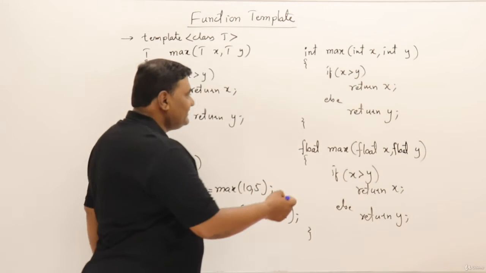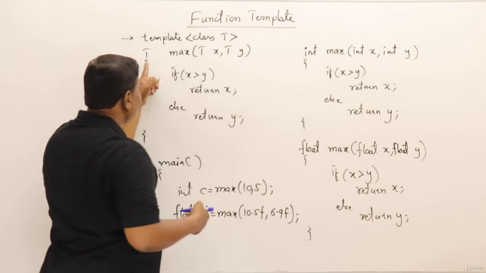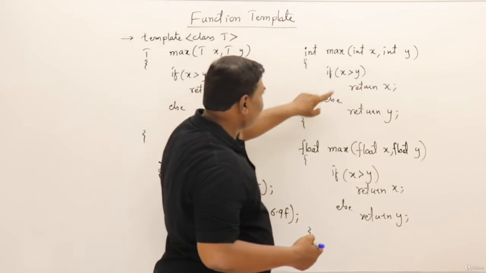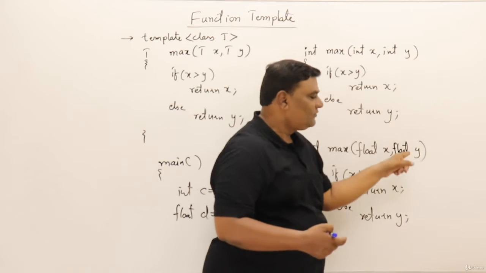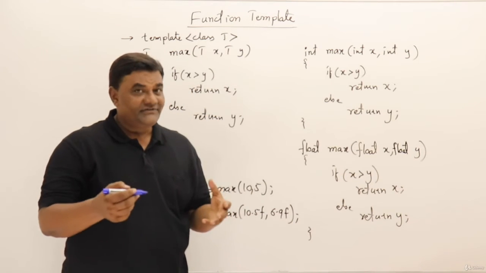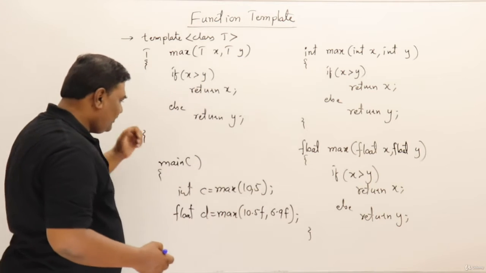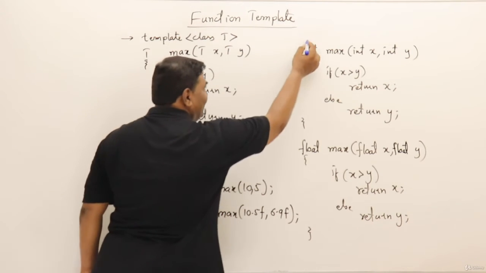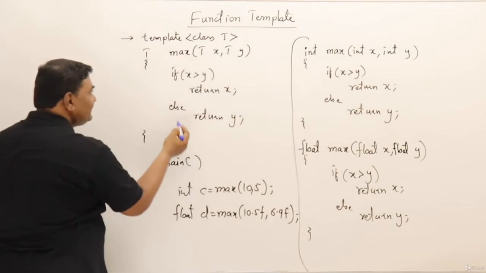So I have written the same logic, but instead of data types, see int, float, int, float, int, float. Only int and float differences were there, so I have replaced them with a T. Now let us see how it works. Just think that these functions are not there. I have written just one function.